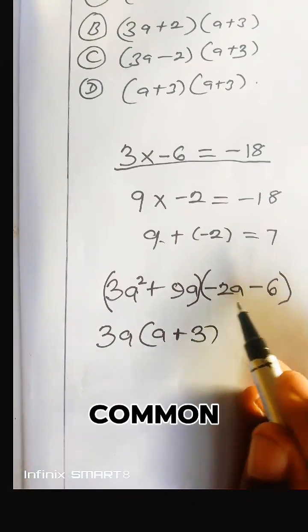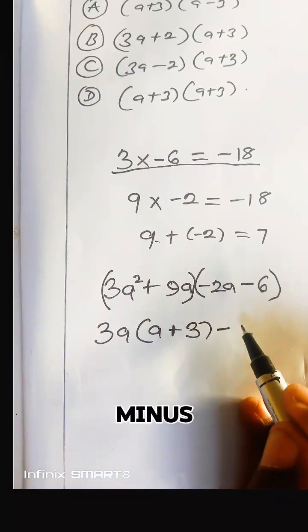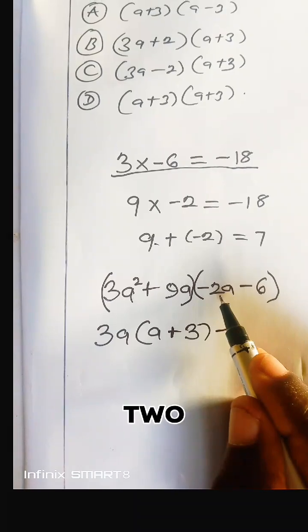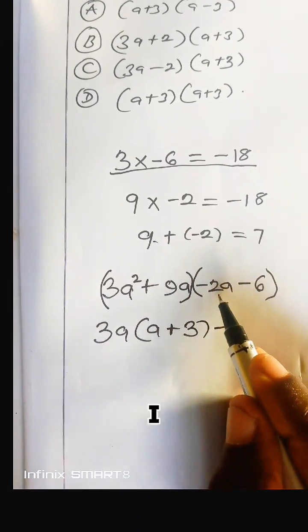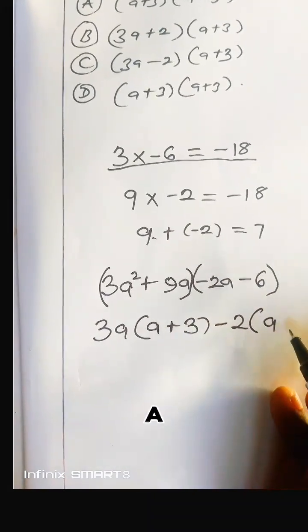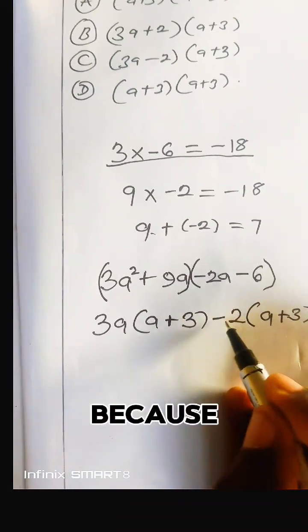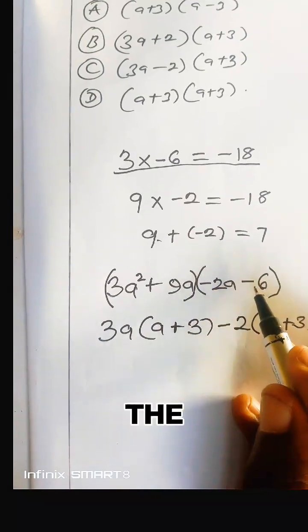What is my common factor? First and foremost, since they have minus together, I'll bring out the minus sign. Then what is my common factor? 2 is common to 2a and minus 6, because when I use 2 to divide 6, I'll get 3. So I'll bring out my 2, leaving me with a plus 3. Now you ask, why am I getting plus? Because I've already factored the minus, which is common to the two terms.